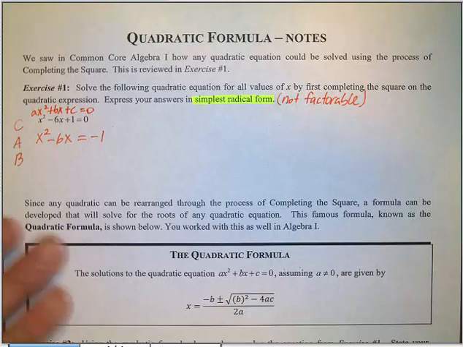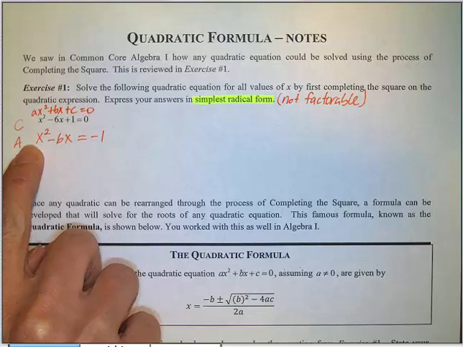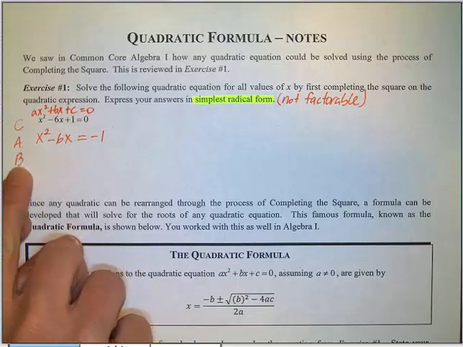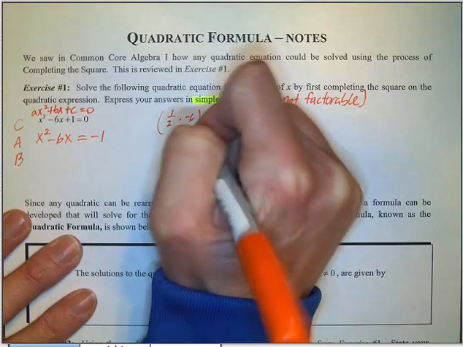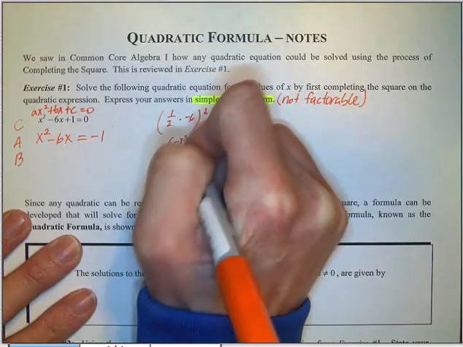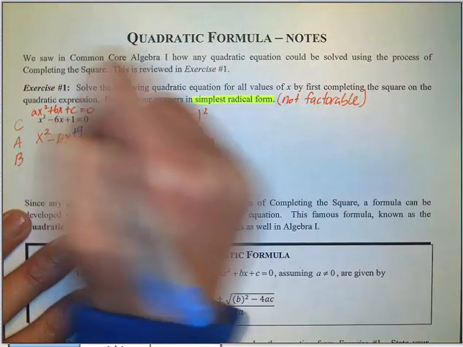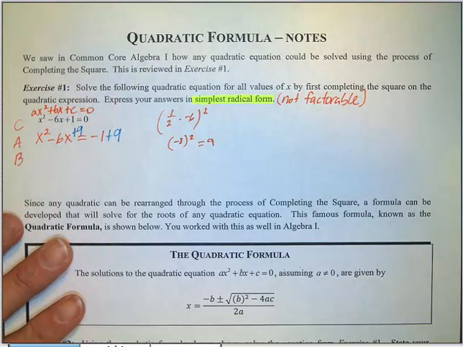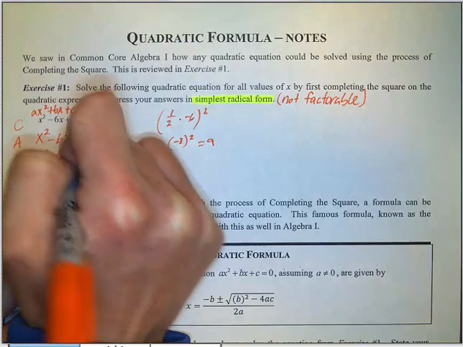Now we have to divide by a. Well, a is 1, so I don't have to divide by a. The next step is to add half of b squared. So half of -6 squared is -3 squared, which is 9. So I'm going to add 9 to both sides. So add 9, add 9. Now I have x squared minus 6x plus 9 equals 8.